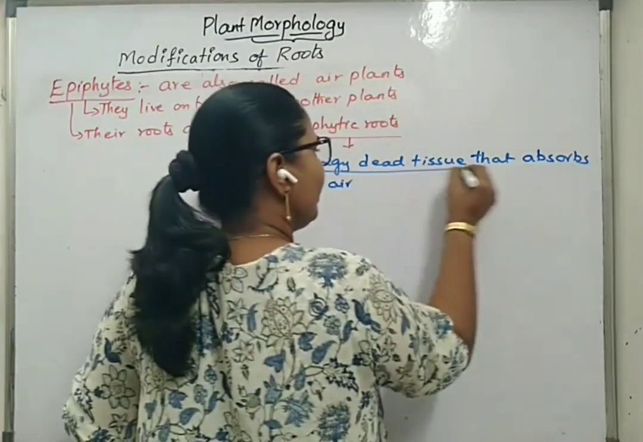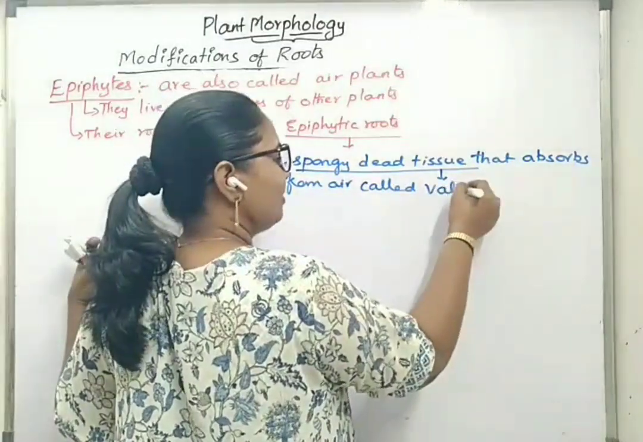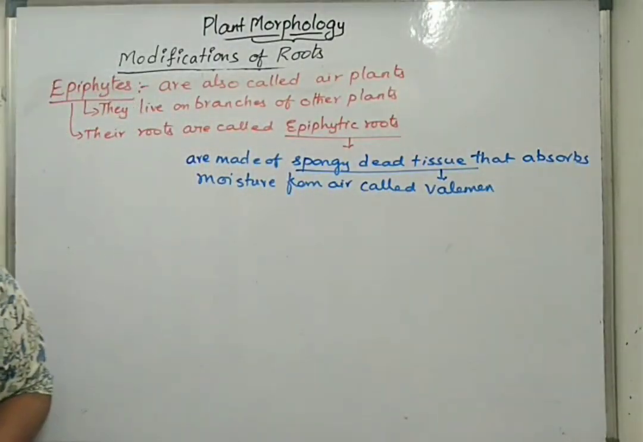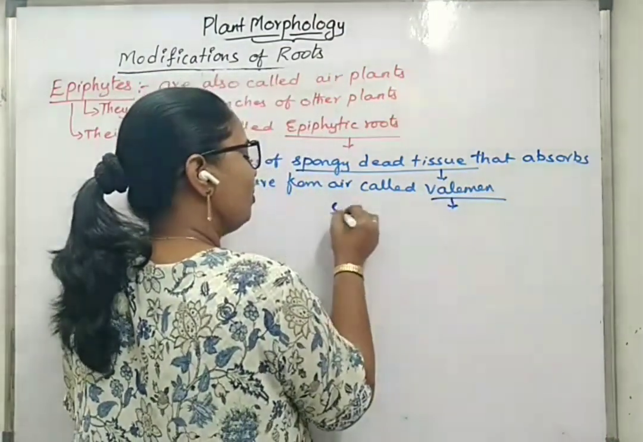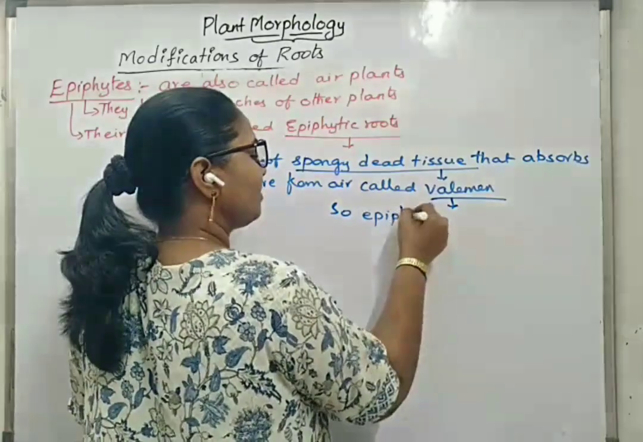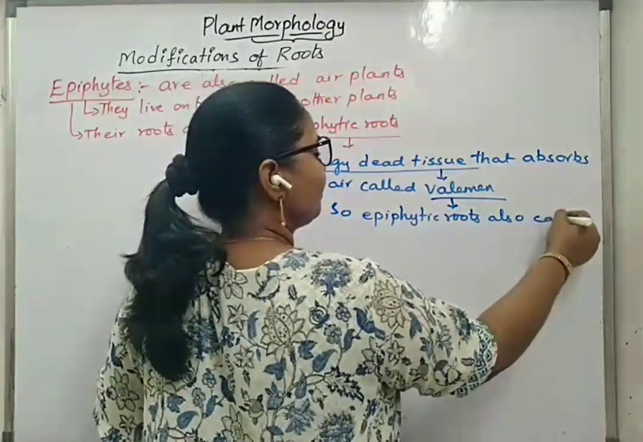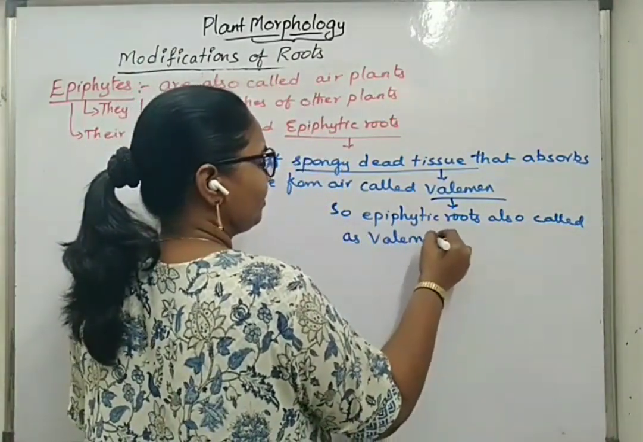That dead tissue is called velamen. So these roots are also called velamen roots. So epiphytic roots, also called velamen roots.